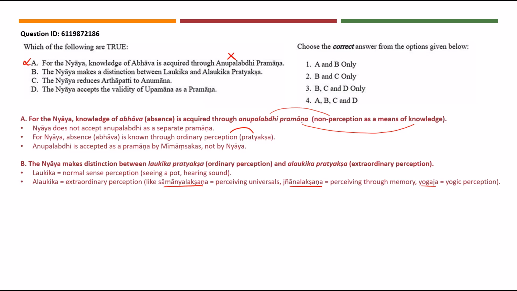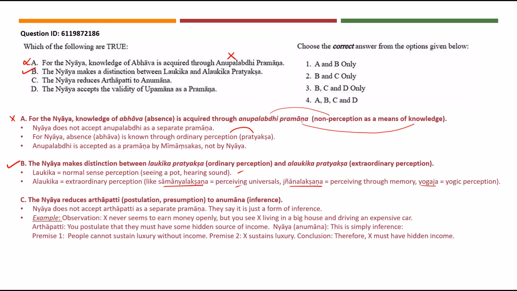So it makes a distinction between normal perception and extraordinary perception. That's why I gave you different examples. Only when it can make a distinction will you end up with different examples. So B is definitely true here. Let's get into the C statement.